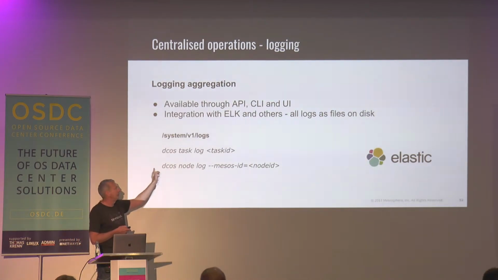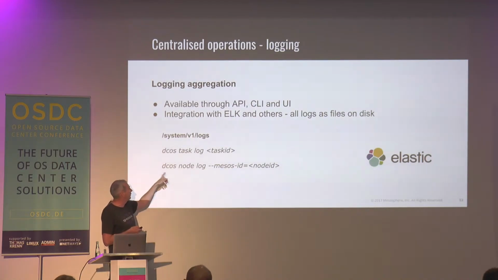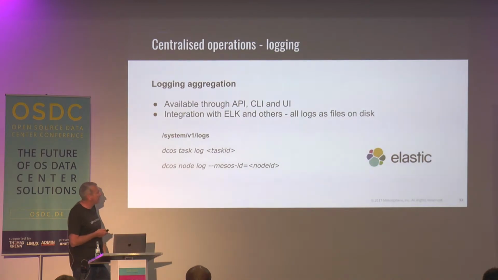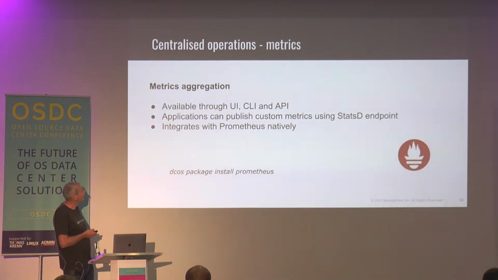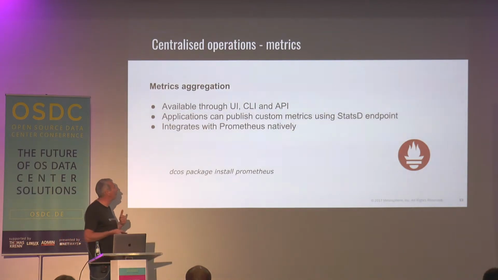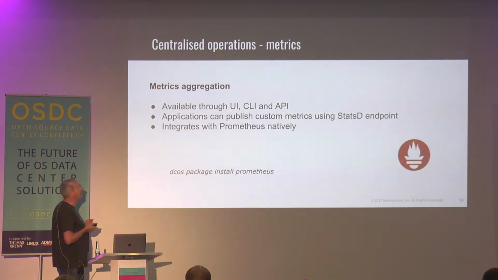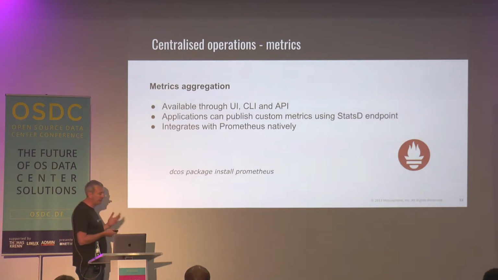If we want to see the log of an individual task, we can just use the DCOS task log, or if we want to see the logs of a particular node, we can use the ID of that node and get all of those logs from a single command. And metrics is a pretty similar story. So again, everything's aggregated and available through all of those mechanisms.